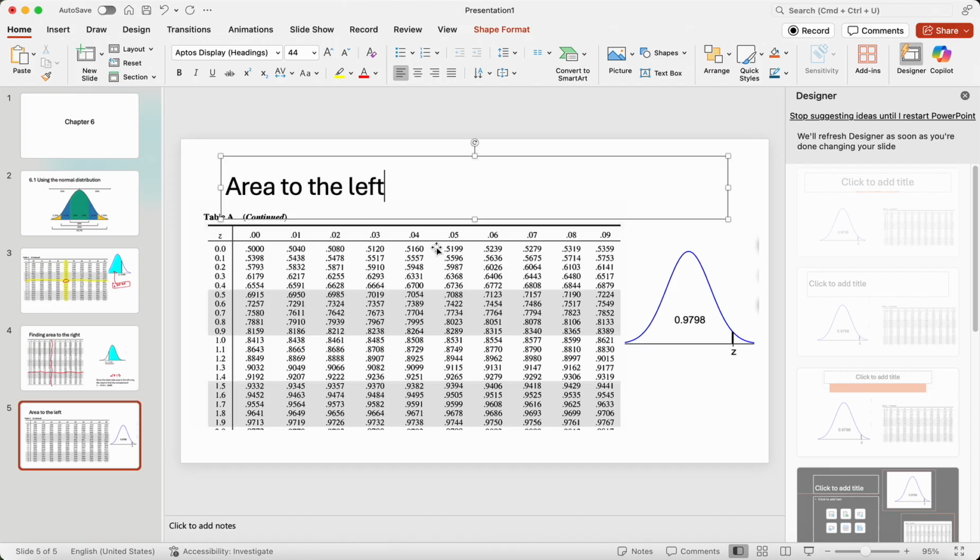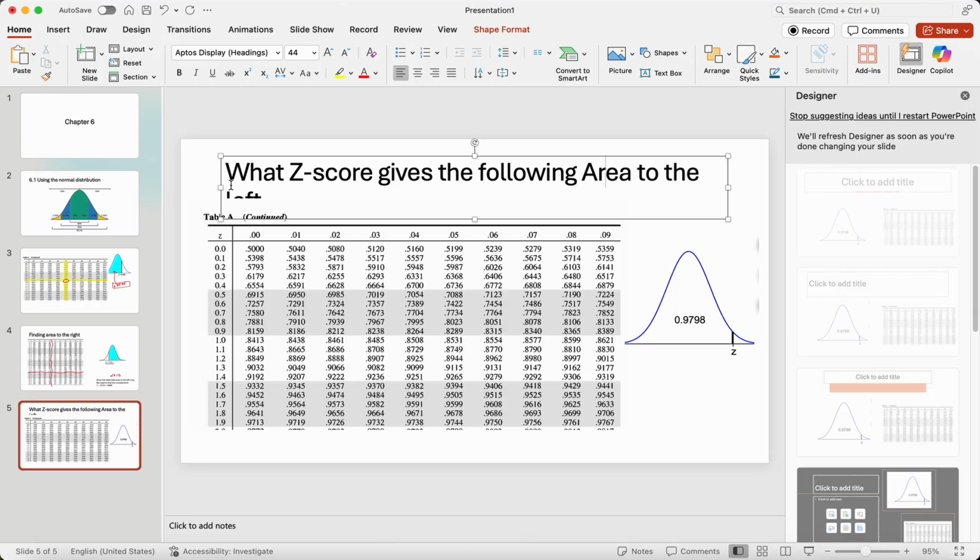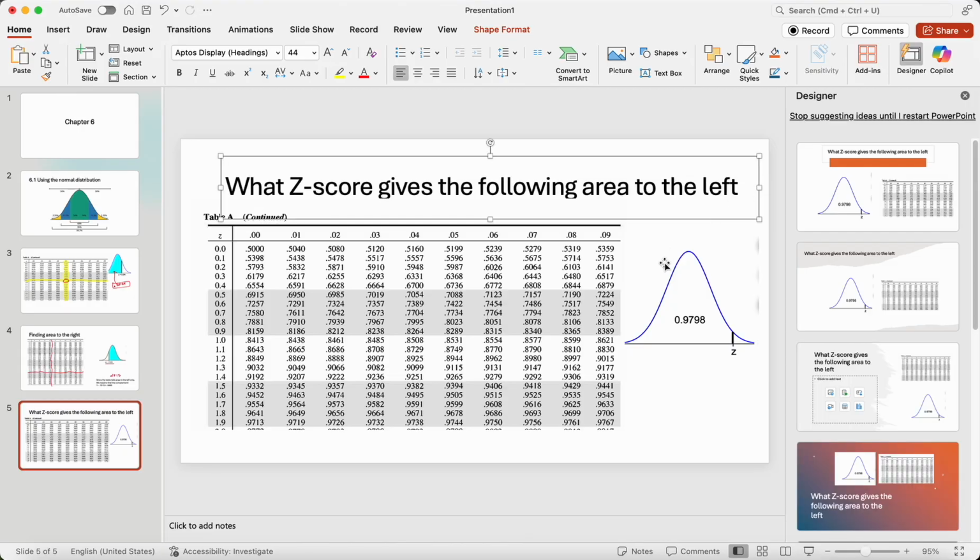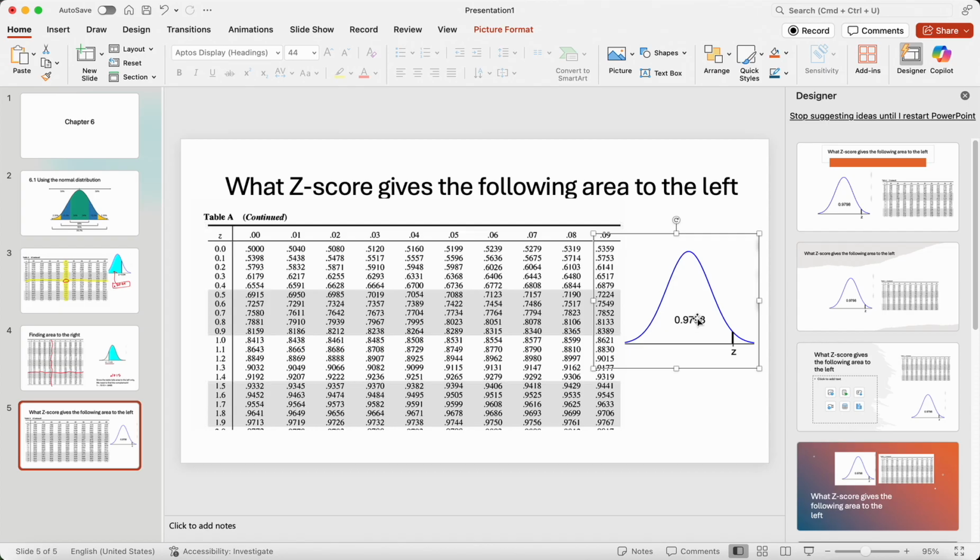So now the idea is we have the area to the left, and what z-score gives that area to the left. So that's what this is saying: what z-score gives the following area to the left. Again, the bummer is that it doesn't quite clearly show it's to the left, but you can see there's the cutoff value, and they're putting the writing on the left-hand side.